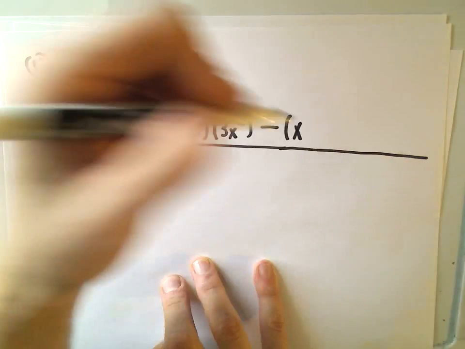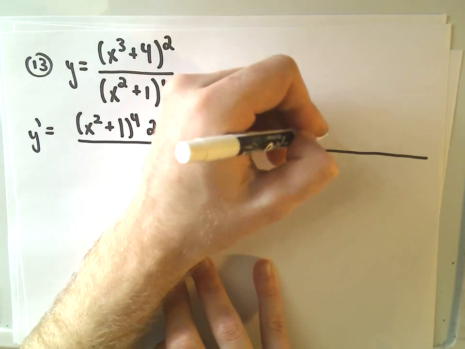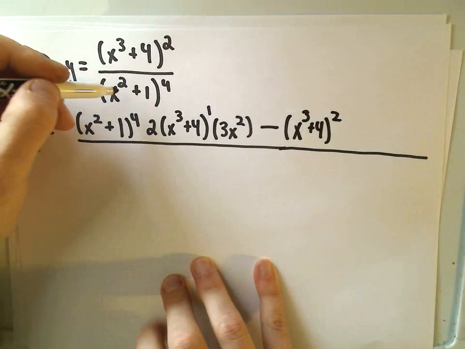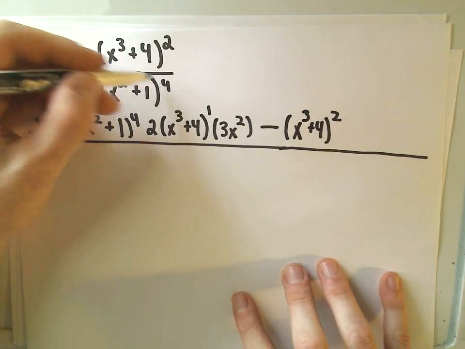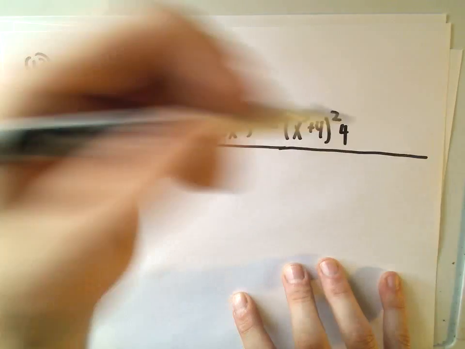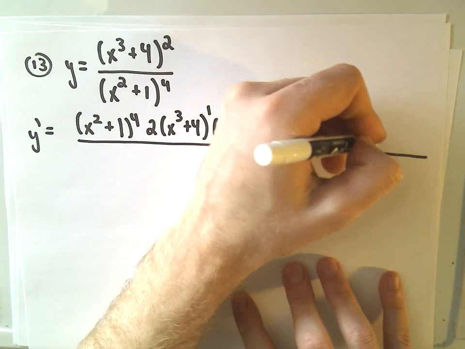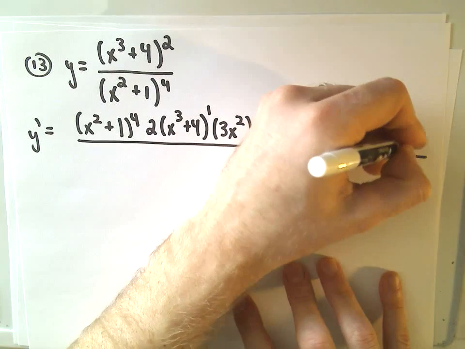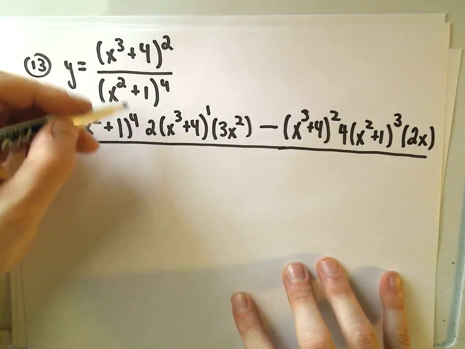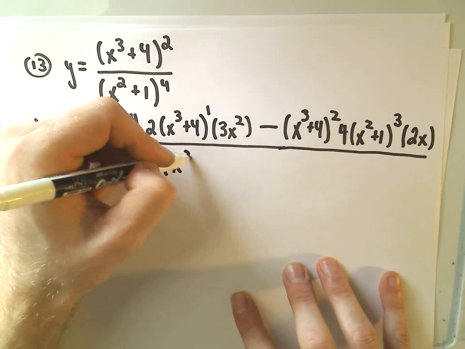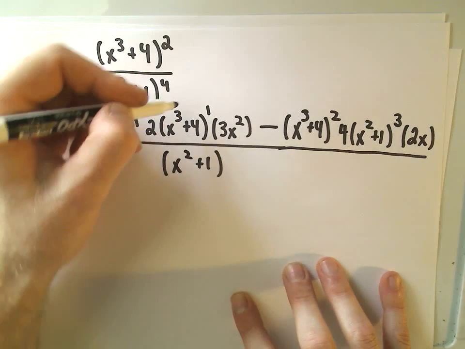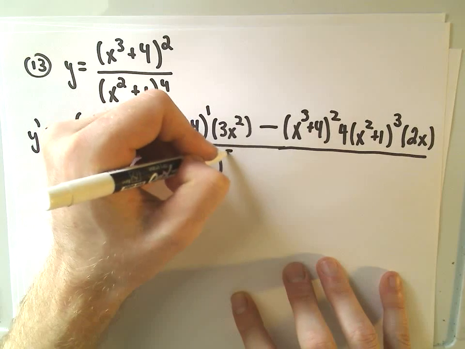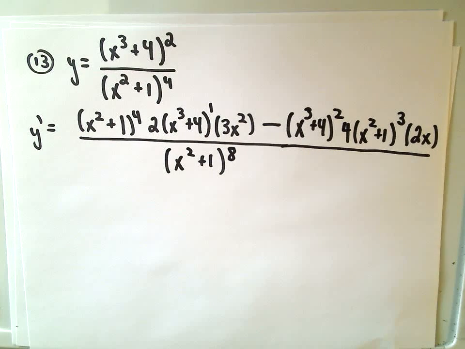so now we leave the top part alone, and the same thing, we'll just take the derivative of the bottom. So the 4 would come out front, we would leave the inside alone, and then we would take the derivative of the inside, which would be 2x. If you take the denominator, (x squared plus 1) to the 4th, and you square it, remember you multiply, so we would get (x squared plus 1) to the 8th.